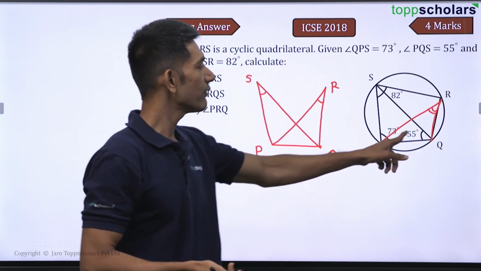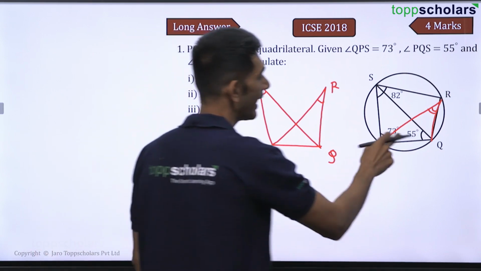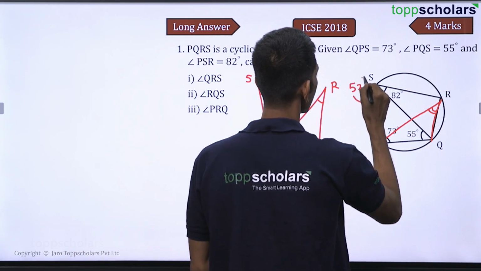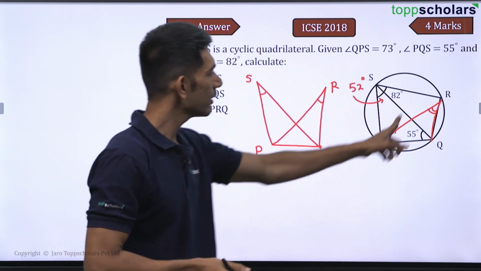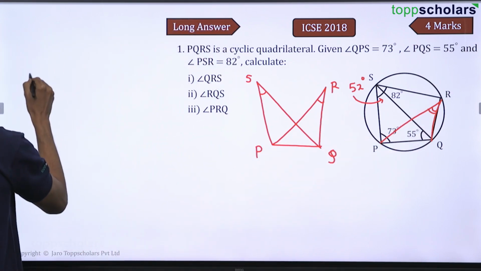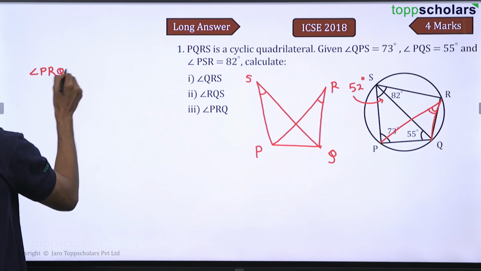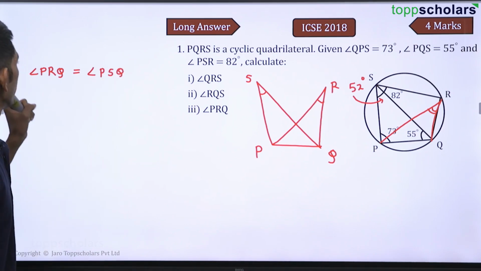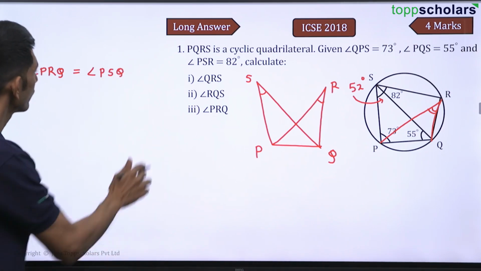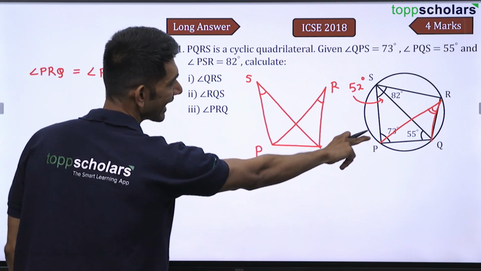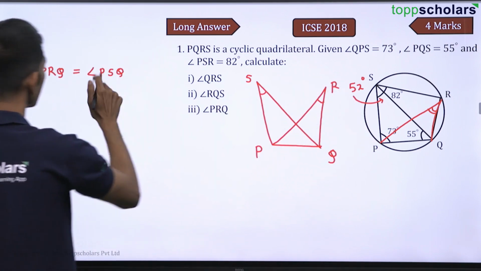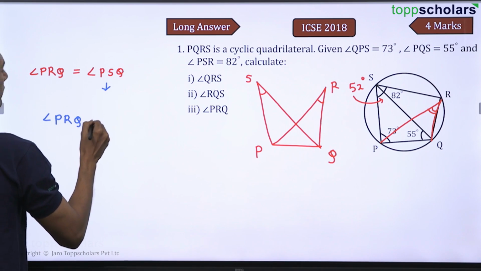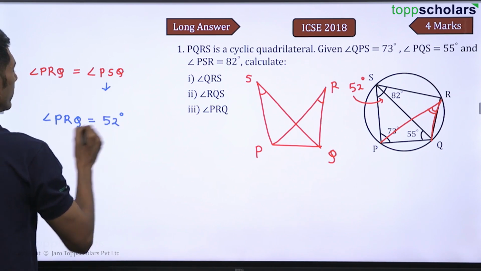But if you remember, we have already calculated angle PSQ, and angle PSQ is how much? This was 52 degrees, correct? So can I say angle PRQ is equal to angle PSQ. Okay, so angle PRQ is equal to angle PSQ. This is what we got. So how much is angle PRQ now? Because PSQ is 52 degrees, we can say that angle PRQ is equal to 52 degrees, right?